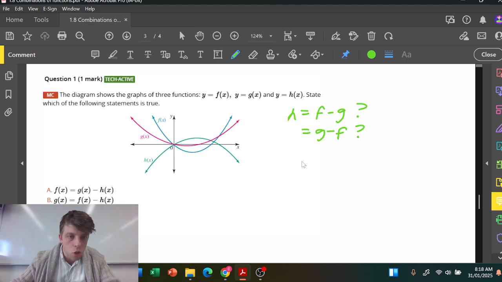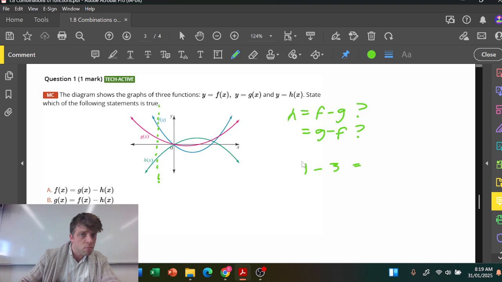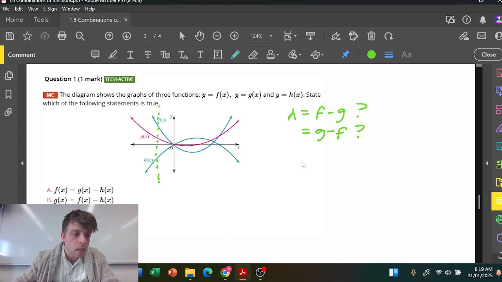Now let's consider which one might be true. So let's say, for example, we consider this realm over here. So we can see that H is less than 0. So is it F minus G? Well, that would be a larger number minus a smaller number. Large number minus small number, that's a positive number, but we get an output of a negative number. So let's consider G minus F. So G minus F, that would be a small number minus a number that's bigger than it. So say, for example, we have 1 minus 3. That's equal to a negative number. Yeah. So therefore, we can see here we have an output that is negative. So that clues us into the fact that H of X is probably going to be this one here, G minus F.